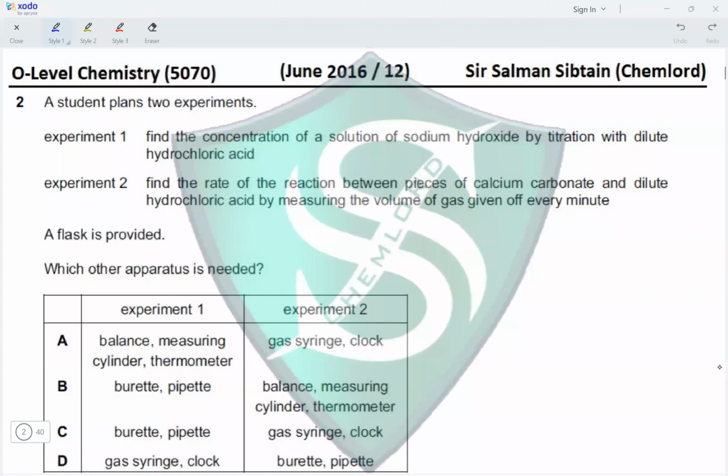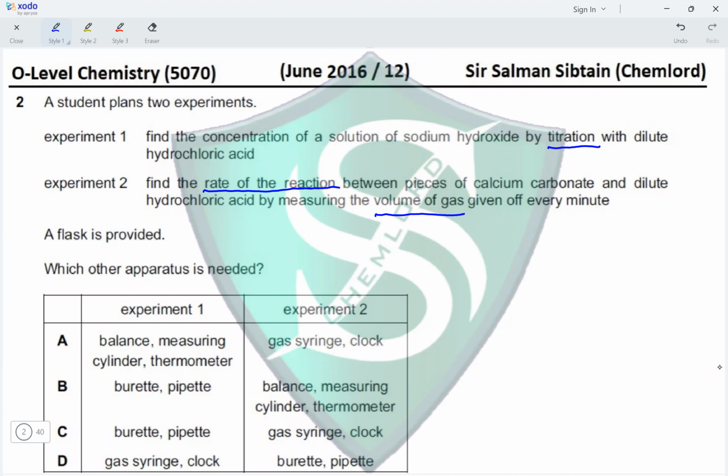Question 2. A student plans two experiments. Experiment 1. Find the concentration of a solution of sodium hydroxide by titration with dilute hydrochloric acid. So this experiment is titration. And experiment 2, find the rate of reaction. So the experiment is the rate of reaction between pieces of calcium carbonate and dilute hydrochloric acid by measuring the volume of gas every minute. So we measure the volume of gas given off.